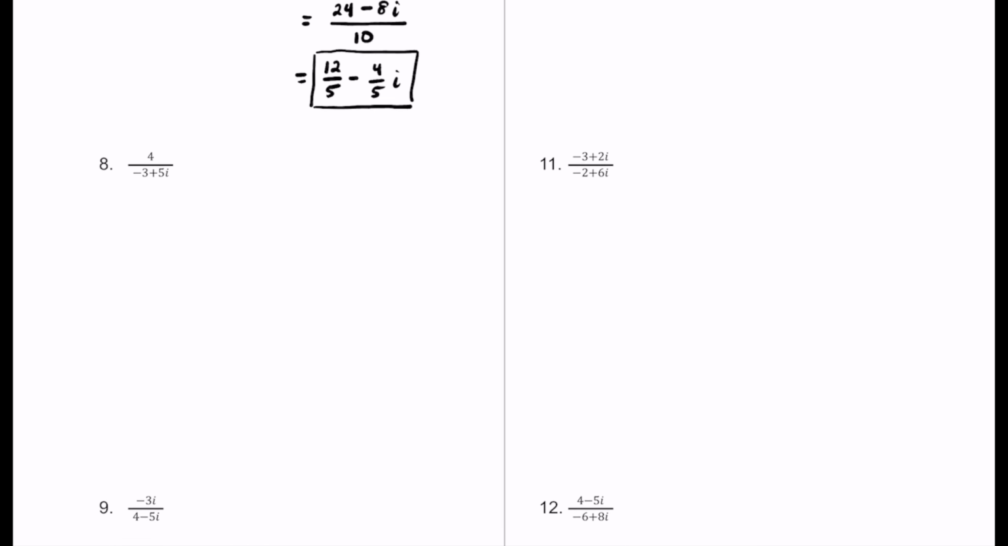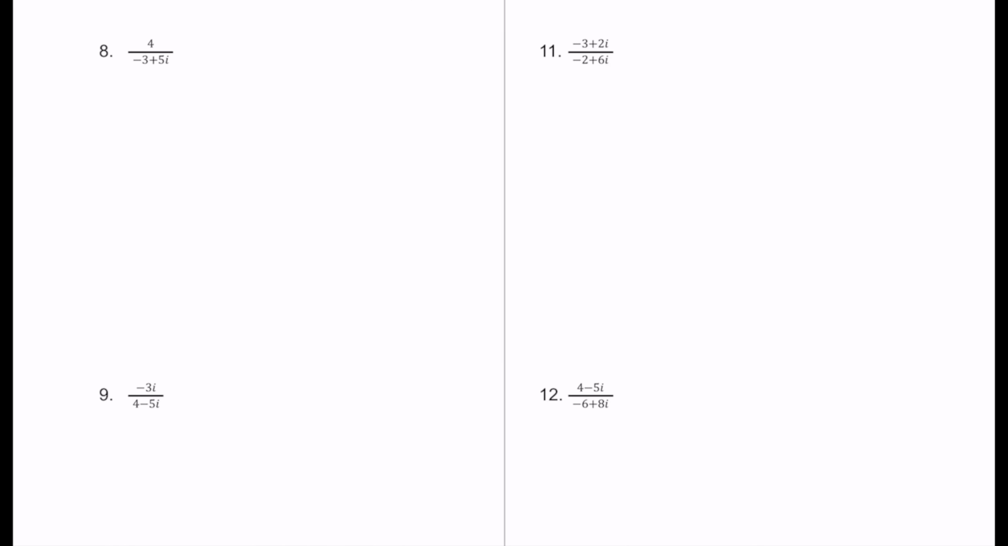For number 8, we have another similar looking one, but we have a constant on top, which is kind of nice. So we have 4 over negative 3 plus 5i. Okay, so let's just go ahead and group these first, and we're going to use the conjugate again. So let's multiply this by whatever is going to complete that pattern for a difference of squares. So let's make this negative 3 minus 5i. Again, the conjugate has to have the opposite sign of what is in the other binomial. So we had negative 3 plus 5i, so we're writing negative 3 minus 5i.